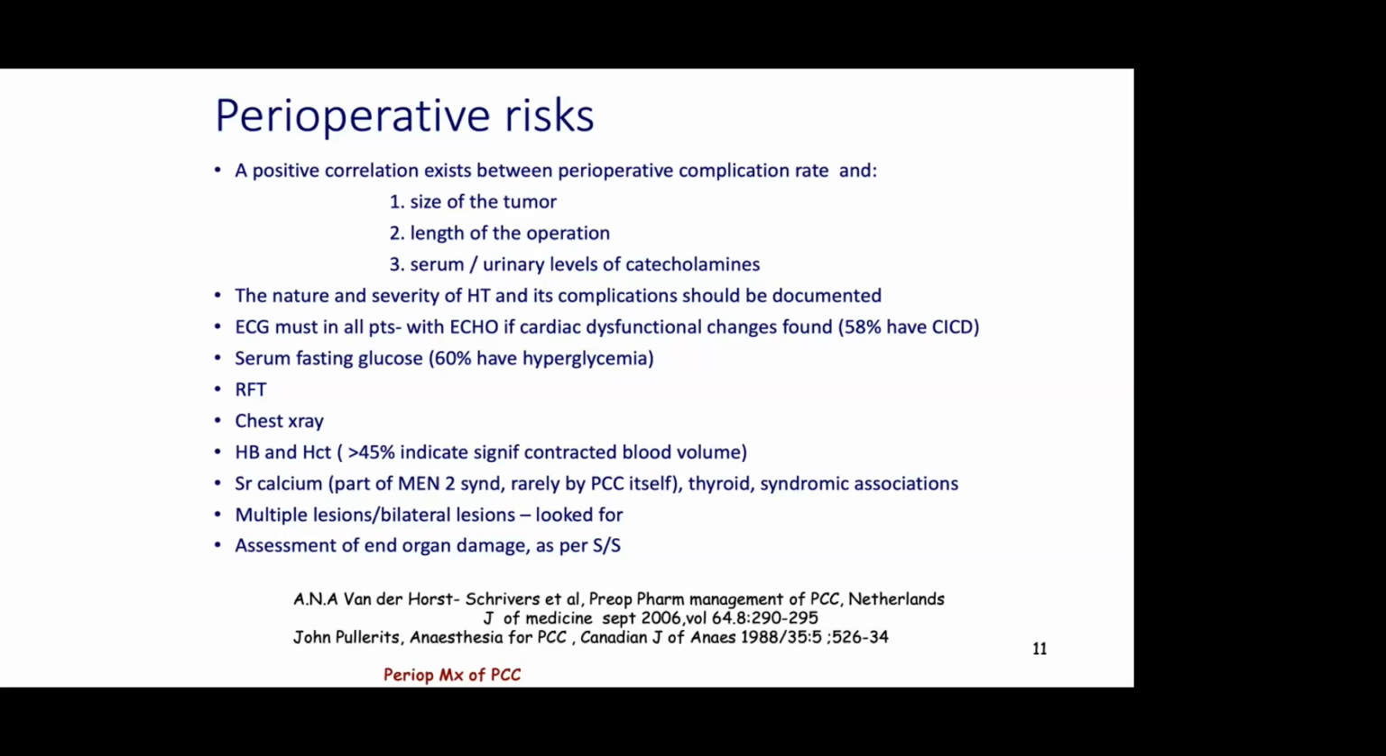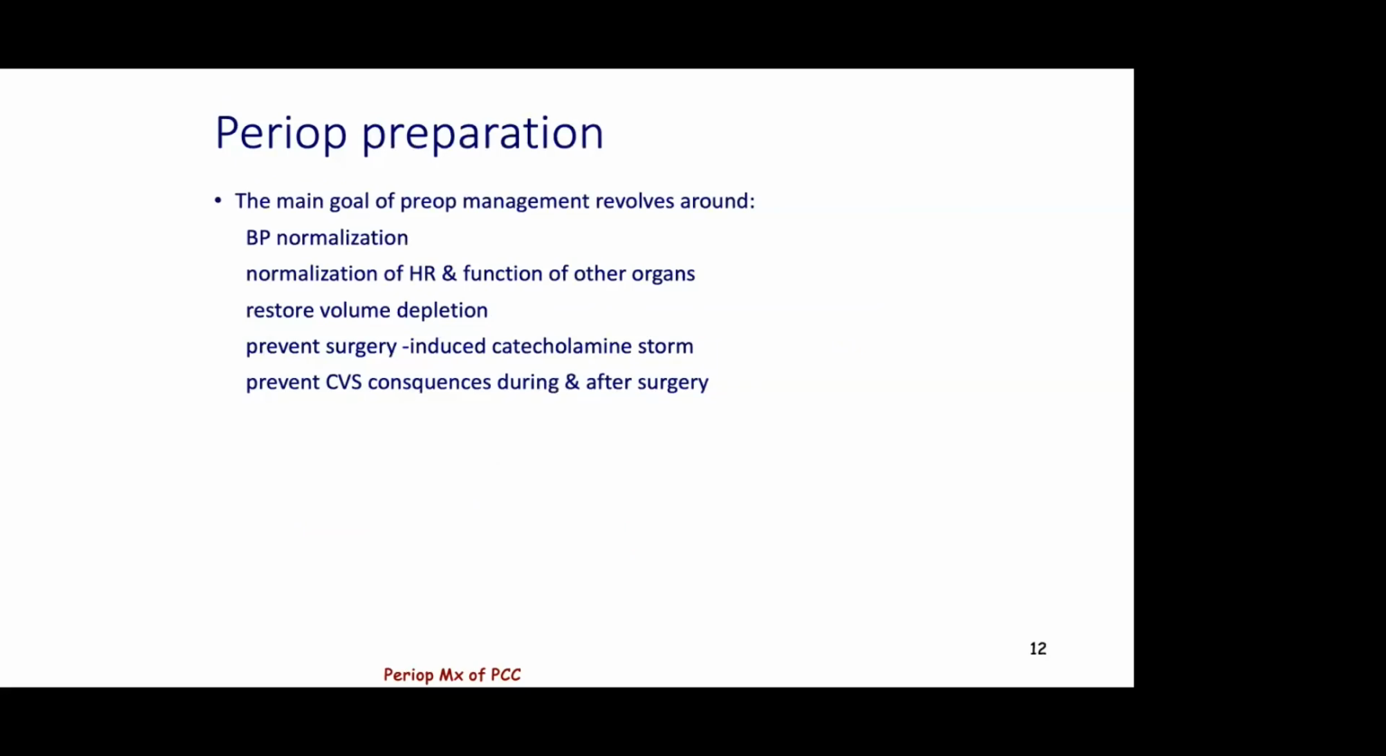And it is also important that one should keep in mind the multiplicity of the Pheos or paragangliomas that are possible, bilaterality, and associated syndromic features. So we also have to assess the end organ damage, which includes the effects because of hypertension, like the eyes, kidneys, and heart, of course, and other organs. So we have to try to normalize the BP, normalize the heart rate, and optimize the function of other organs.